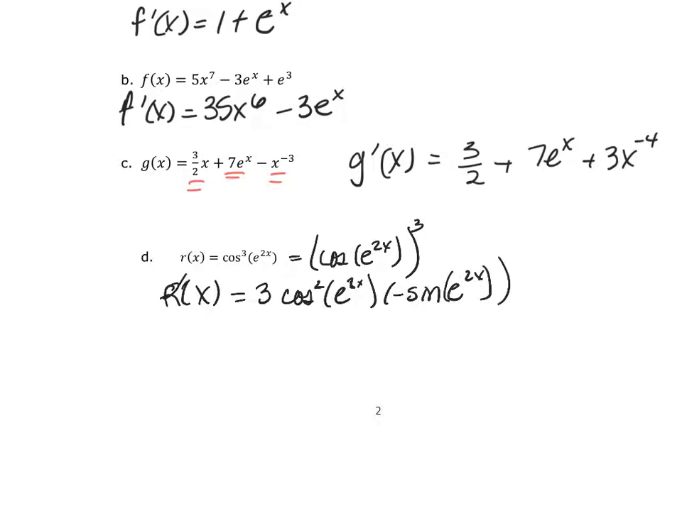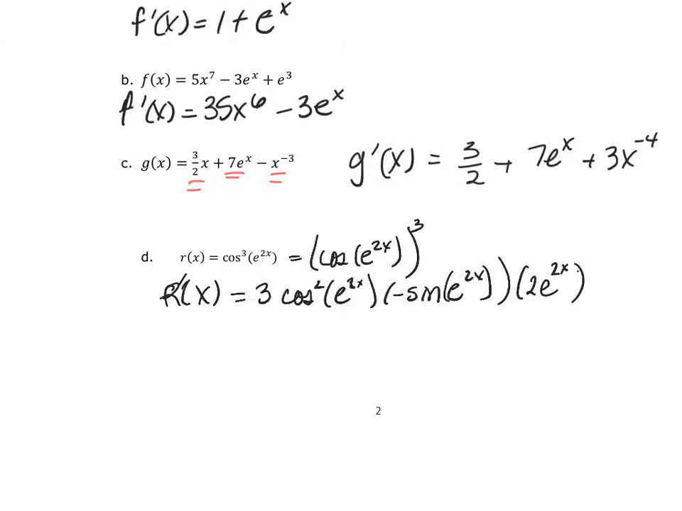Now I go in further, and I'm going to do the derivative of e to the x, because that's my angle, so I'm going to do the derivative of my angle. What is the derivative of e to the 2x? It is 2e to the 2x, because it is e to the 2x multiplied by the derivative of 2x, and that is my final answer.